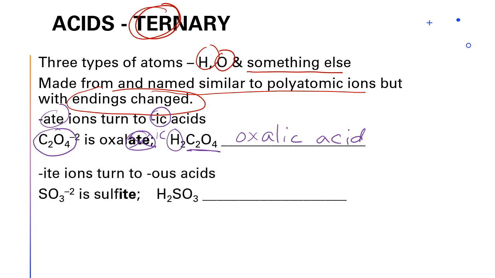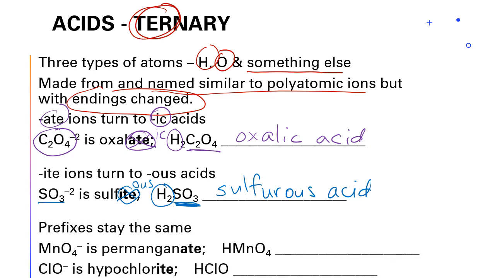If we have an ite ion, it's going to turn into an ous acid. So SO3 is sulfite, and I see sulfite here in the acid, but it starts with hydrogen. So we're going to change the ending ite to ous. So sulf, and remember the stem for sulfur is sulfur, and then ous acid. So H2SO3 is sulfurous acid.